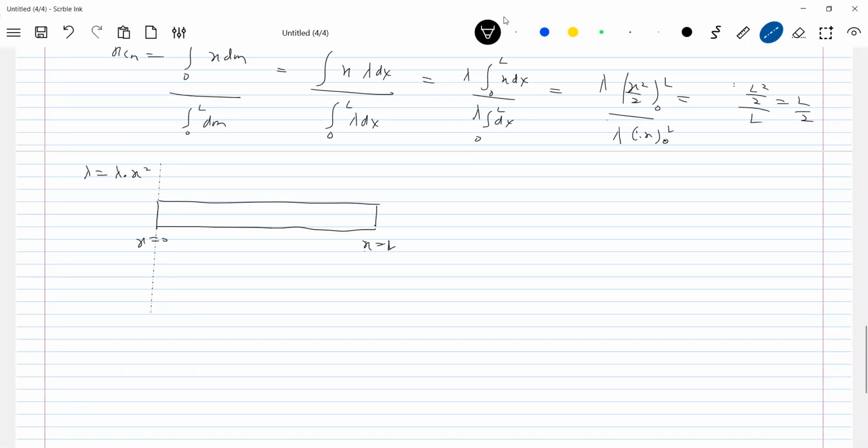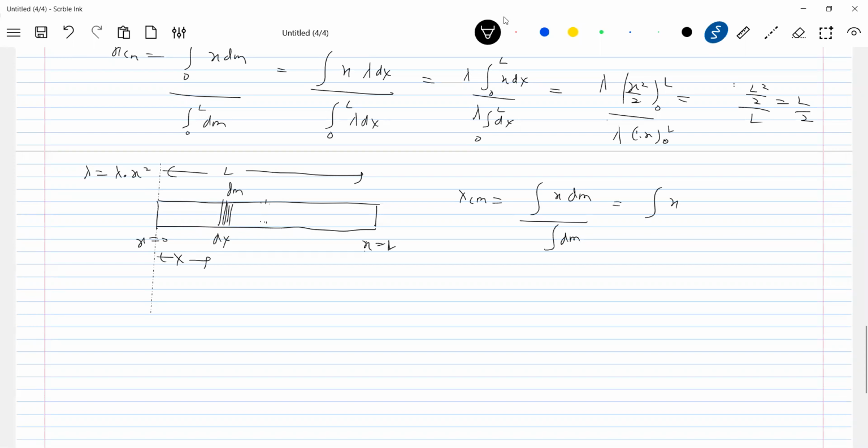So what is the total length of the rod? Let me define the total length of the rod as L. I'm going to assume a small element of length dx at a distance x. Let its mass be dm. Again the basic definition: xcm equal to the integral of x dm divided by the integral of dm, or the total mass of the system. So now let's go for dm. What is dm? Lambda into dx, where the mass is present, from 0 to L. The length of the rod is L.